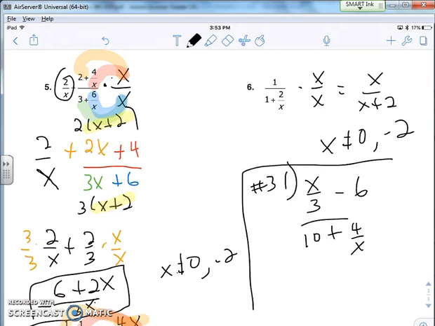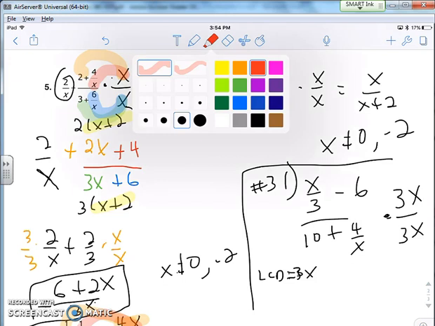All right, so number 31 from the book starts off as x over 3 minus 6 all over 10 plus 4 over x. We see our LCD amongst the little fractions there is 3x. So my LCD is 3x. I'm going to multiply the big numerator and denominator by 3x, 3x over 3x. And this will get all of those little fractions away.